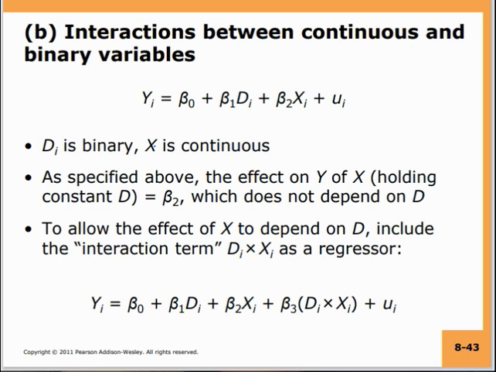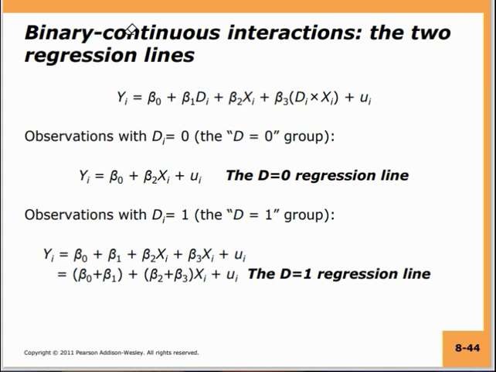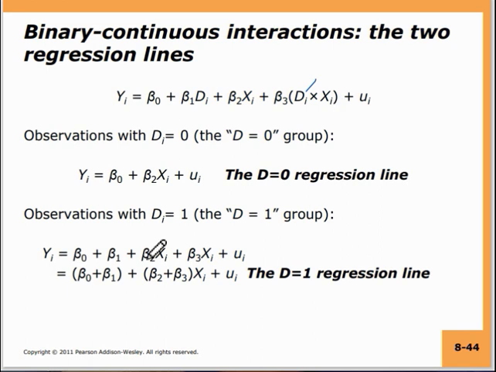So when you do this, you actually build two different regression lines. You have beta 0 plus beta 1 di plus beta 2 xi plus beta 3 di multiplied by xi. Again, we take the di equals 0 group, then you have yi equals beta 0 plus beta 2 xi plus ui. For the di equals 1 group, you have yi equals beta 0 plus beta 1, since di is equal to 1, plus beta 2 xi plus beta 3, again di is equal to 1, so you get beta 3 xi.